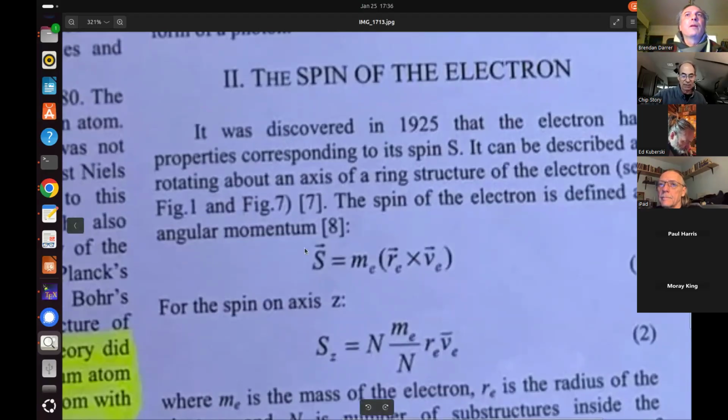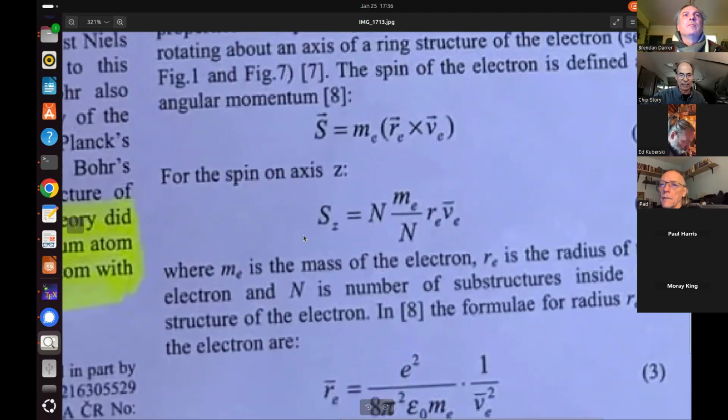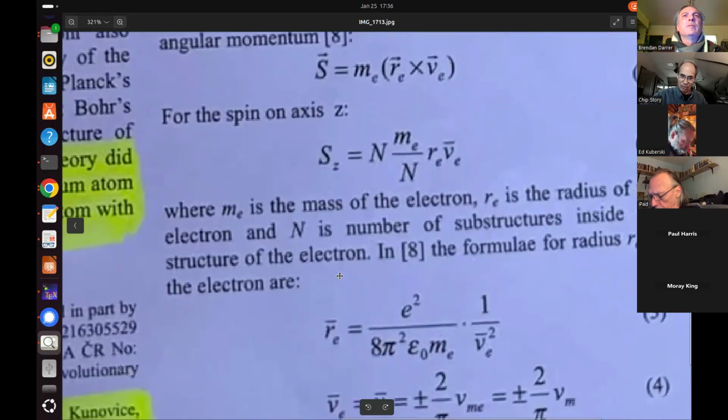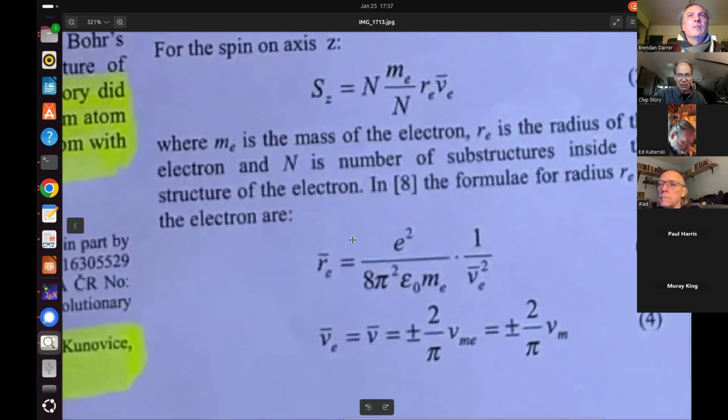Part 2. It was discovered in 1925 the electron has properties corresponding to its spin s. It can be described as rotating about an axis of a ring structure of the electron. The spin of the electron is defined as angular momentum. There's an equation there for angular momentum. For the spin on axis z, we have a polarized spin, quantification there, where m is the mass of the electron, r is the radius of the electron, and n is the number of substructures inside of the structure of the electron.